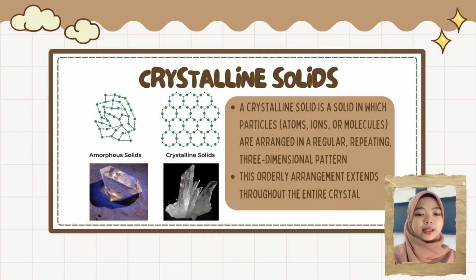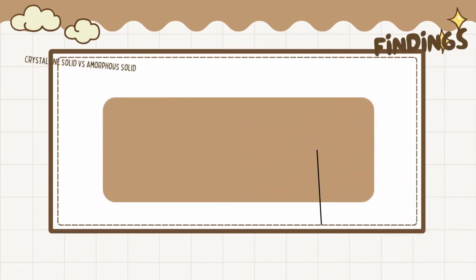So, what exactly is a crystalline solid? A crystalline solid is a solid in which particles like atoms, ions, or molecules are arranged in a regular, repeating and three-dimensional pattern. This orderly arrangement extends throughout the entire crystal, making it one of the hardest elements on Earth.